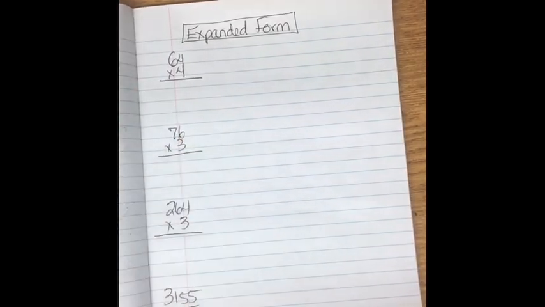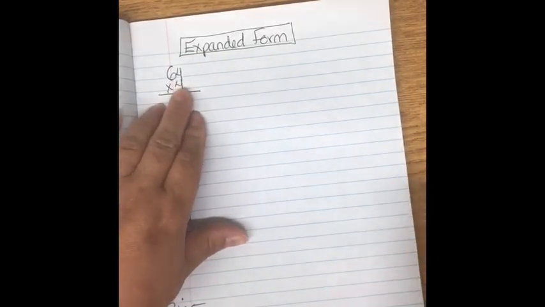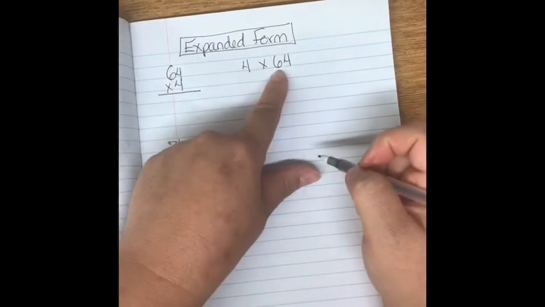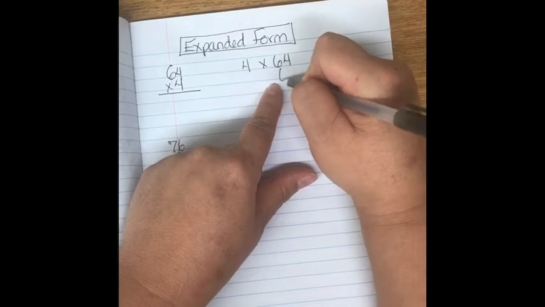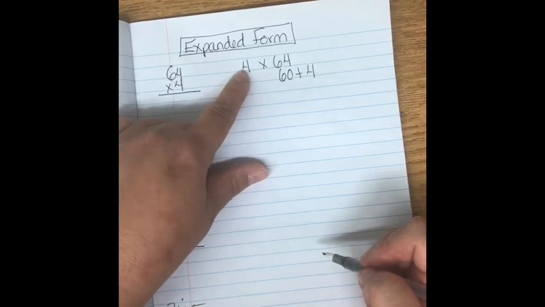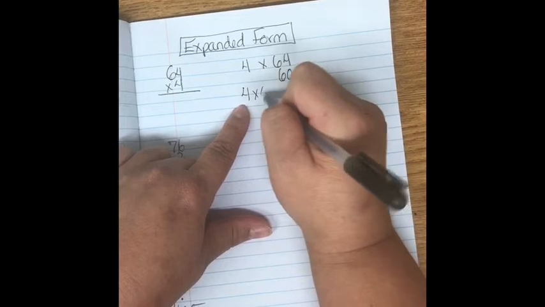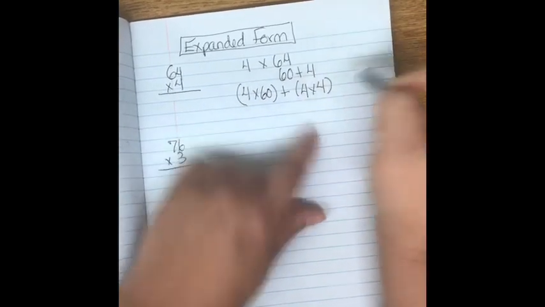Okay. The last way I'm going to show you, last strategy, is called expanded form. It's very similar actually to the area models. First thing you're going to do is you're going to think of the problem like this. You're going to break the 64 again into expanded form. So it's going to be 60 plus 4. Right? So then what you're going to do is you're going to multiply the floor times each of these place values, meaning that you're going to do 4 times 60 plus 4 times 4, okay?